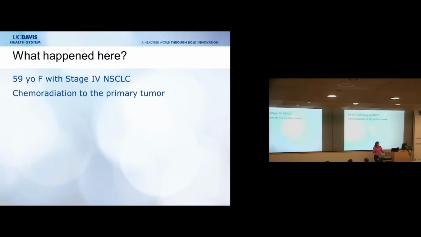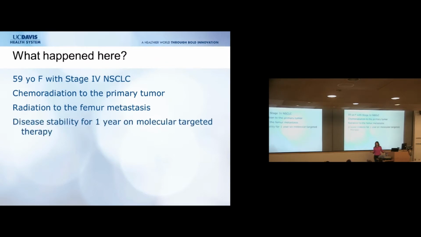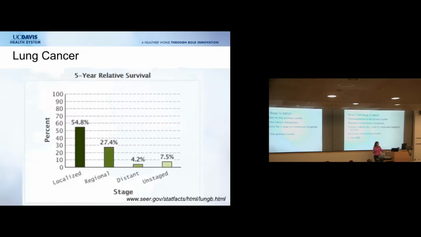So what happened here? We have this 59-year-old woman with stage 4 lung cancer. She had chemoradiation to her primary tumor. Then she developed a femur metastasis and had radiation for that. Then she started her targeted therapy and had disease stability. Then we resected her primary tumor. And now she's a year disease-free with stage 4 lung cancer. So is this the norm? No, not at all, right?